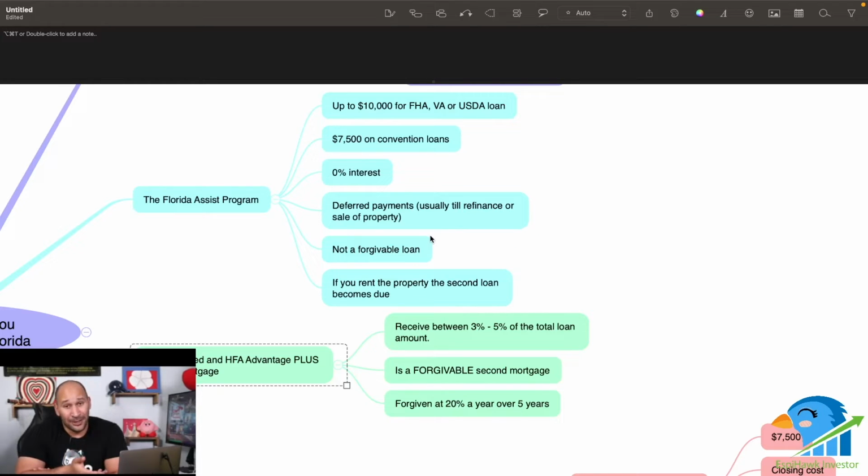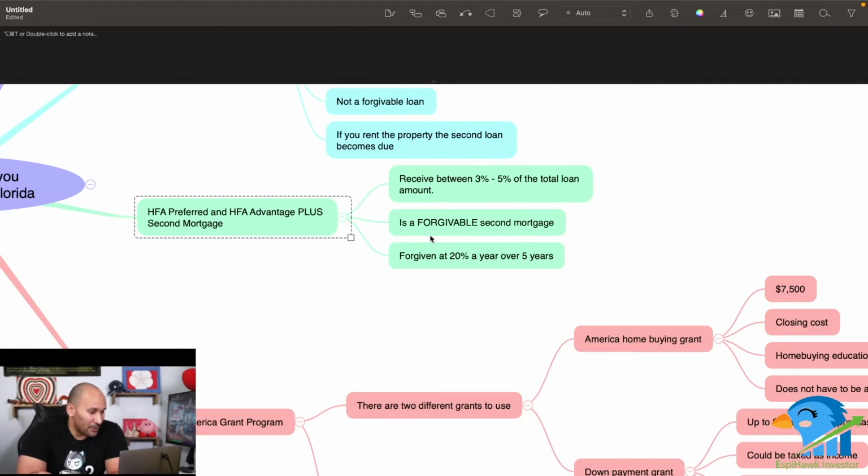Now, you still will have to pay closing costs, but this can cover up to $10,000, or $7,500 if you're using conventional. Next, HFA Preferred and HFA Advantage Plus Second Mortgage. Now, this one is between 3 to 5% of the total loan amount. This one's going to be better than the last one, I promise you.